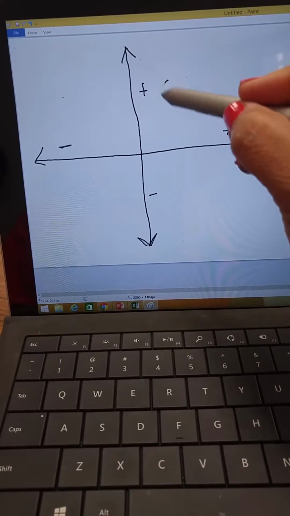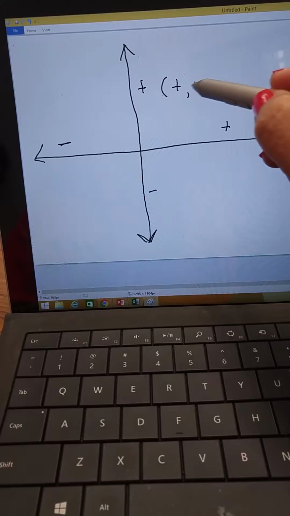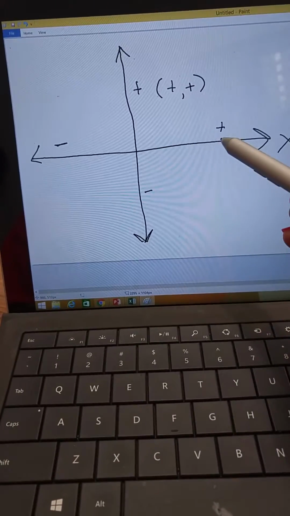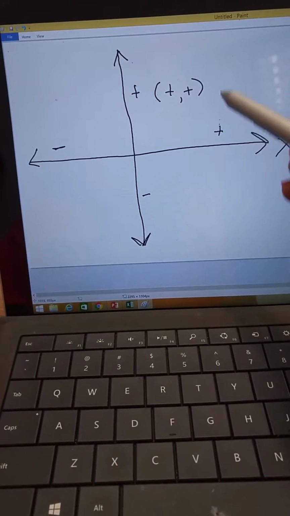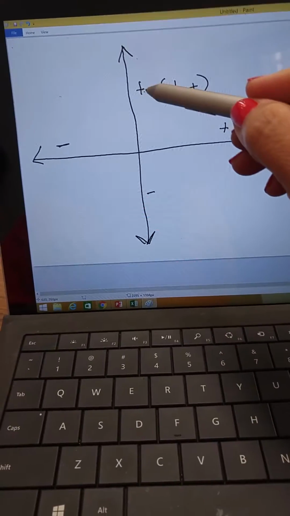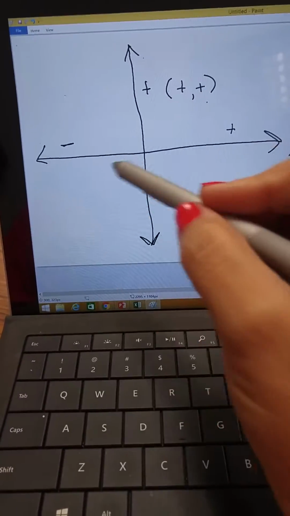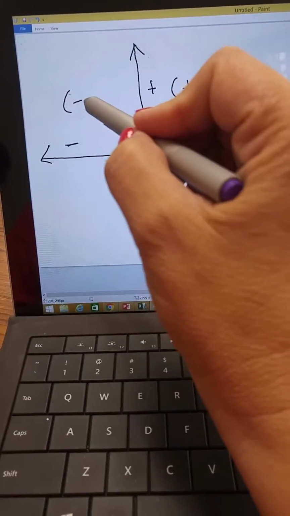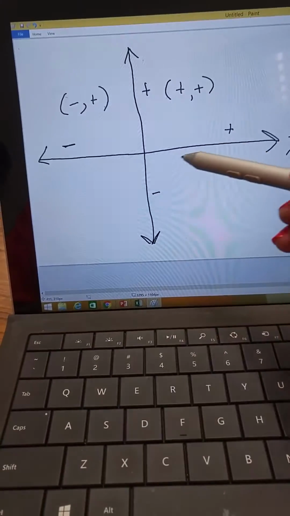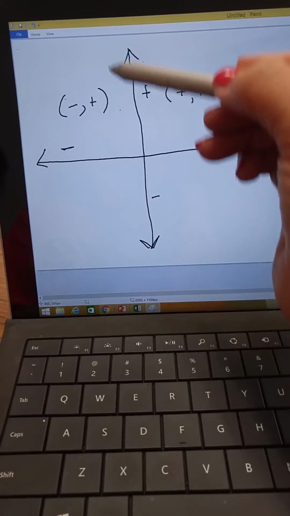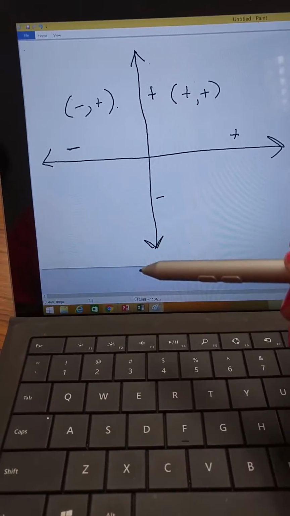Our ordered pair in this would be a positive, positive, because first I go to my x-axis and it's positive. Then I go up or down, which is my y-axis, and that's also positive. So quadrant 1 is positive, positive. Quadrant 2 is negative, positive, because first I go to x, which is negative. Then I go up or down on y, which is positive.